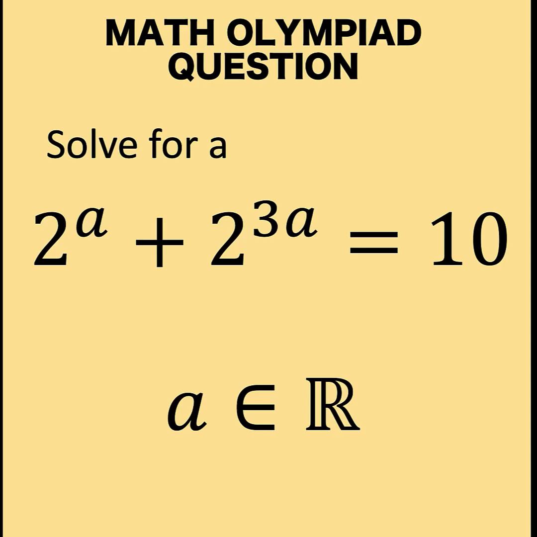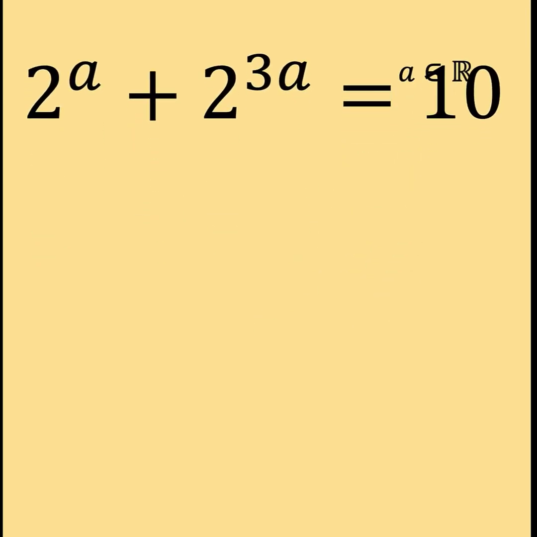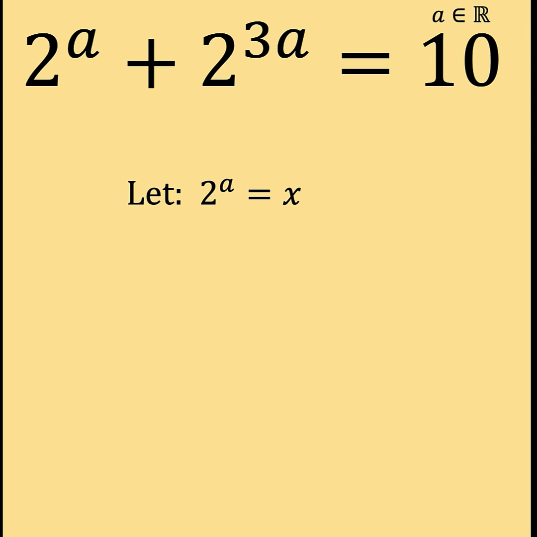We are asked to solve for a, where a is an element of the set of real numbers, given this equation: 2 raised to a plus 2 raised to 3a equals 10. The first thing that we are going to do is rewrite our given equation to make it look more simple. And we can accomplish that by doing substitution.